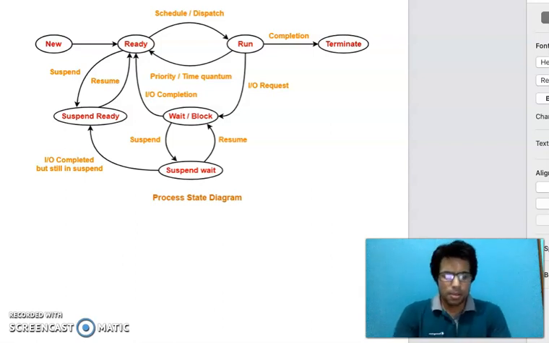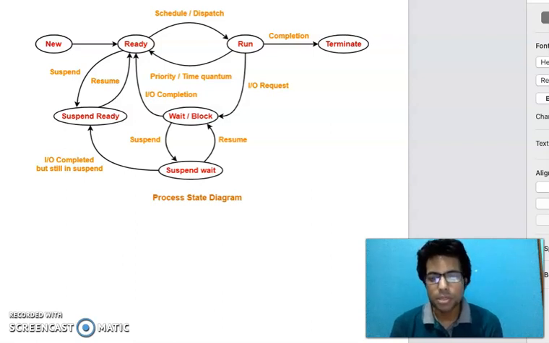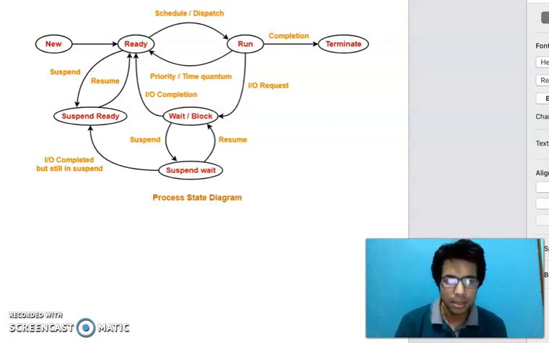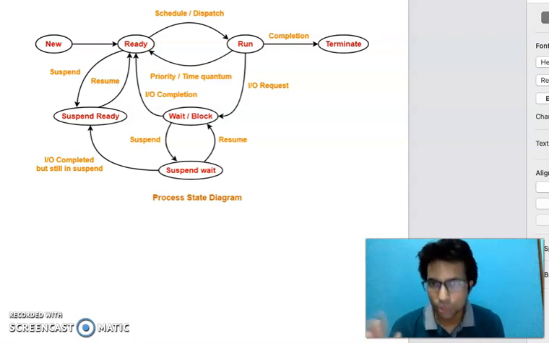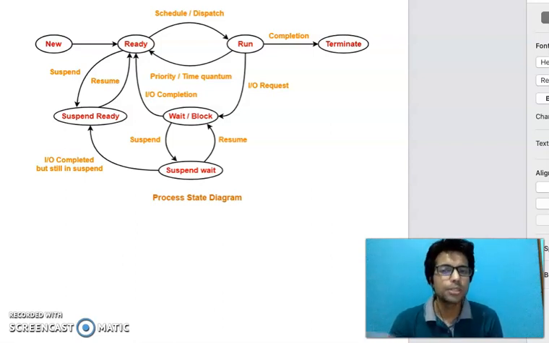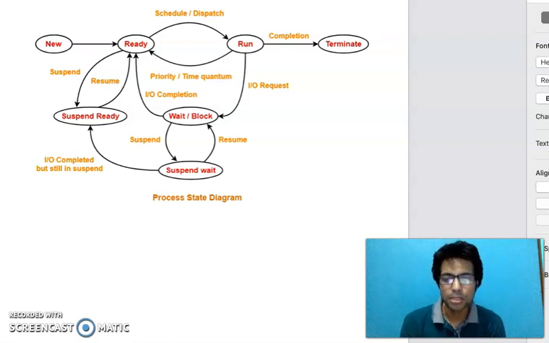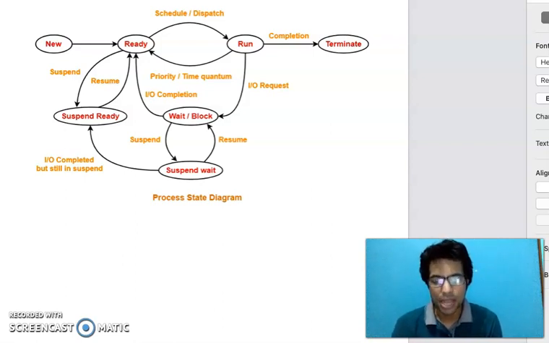Now here is a summary. Whenever a process is under creation, it will be in the new state. Once the process is created, it will move to the next state, the ready state, where a ready queue is maintained to handle the process. From the ready queue, one of the processes is selected and moves to the running state for execution.